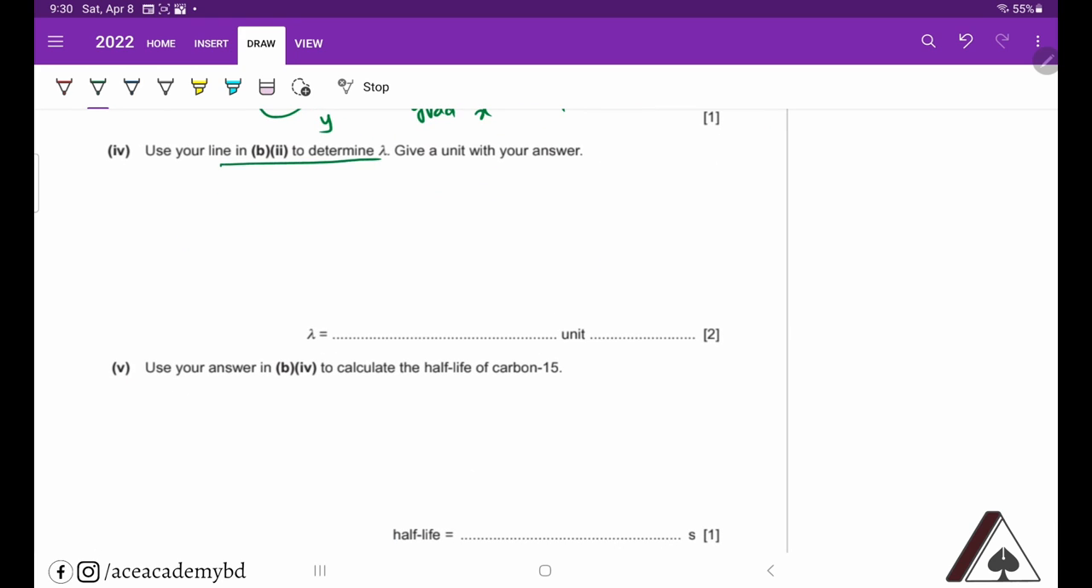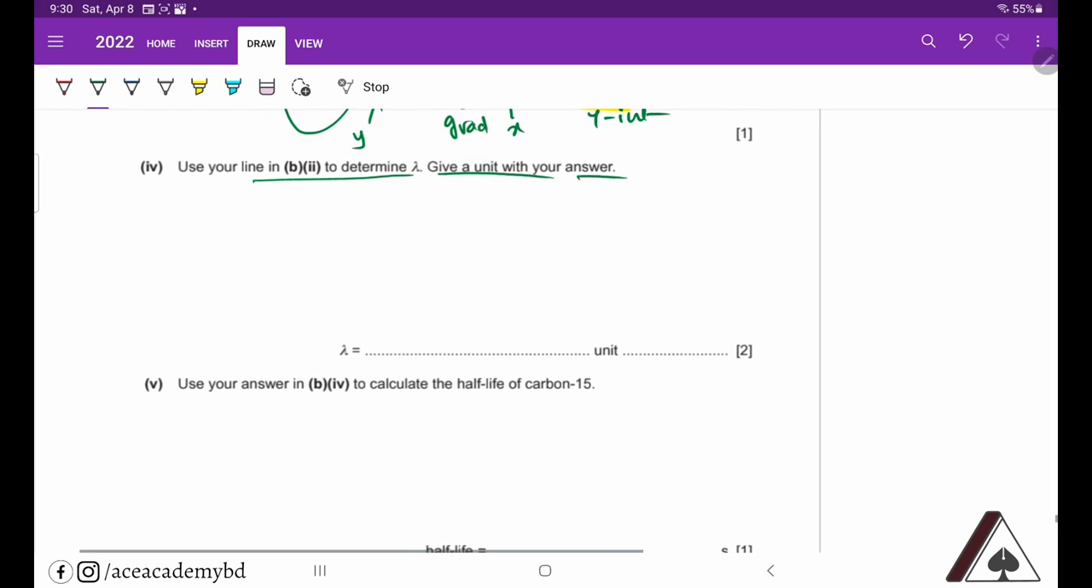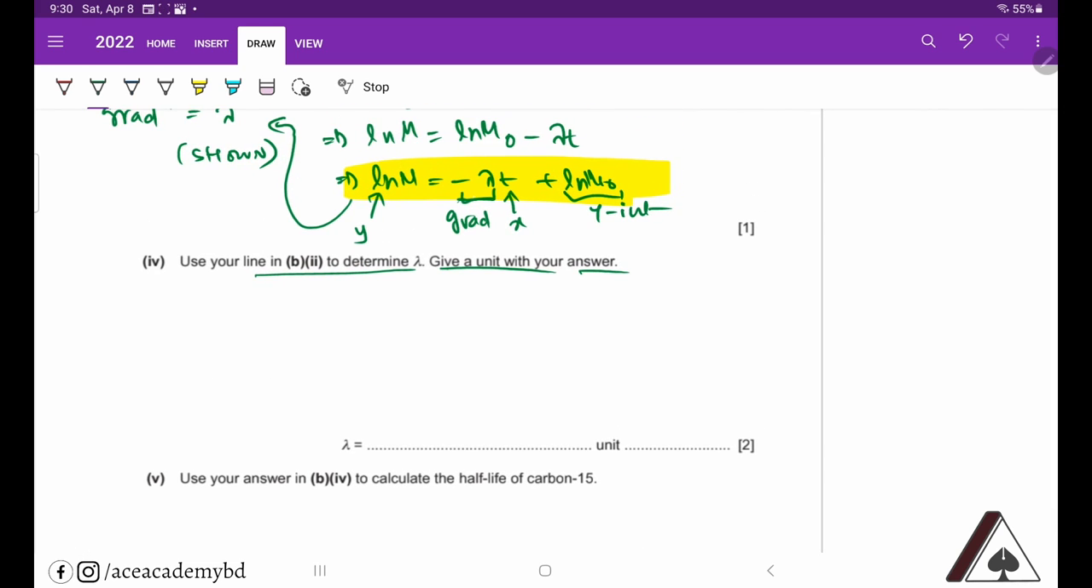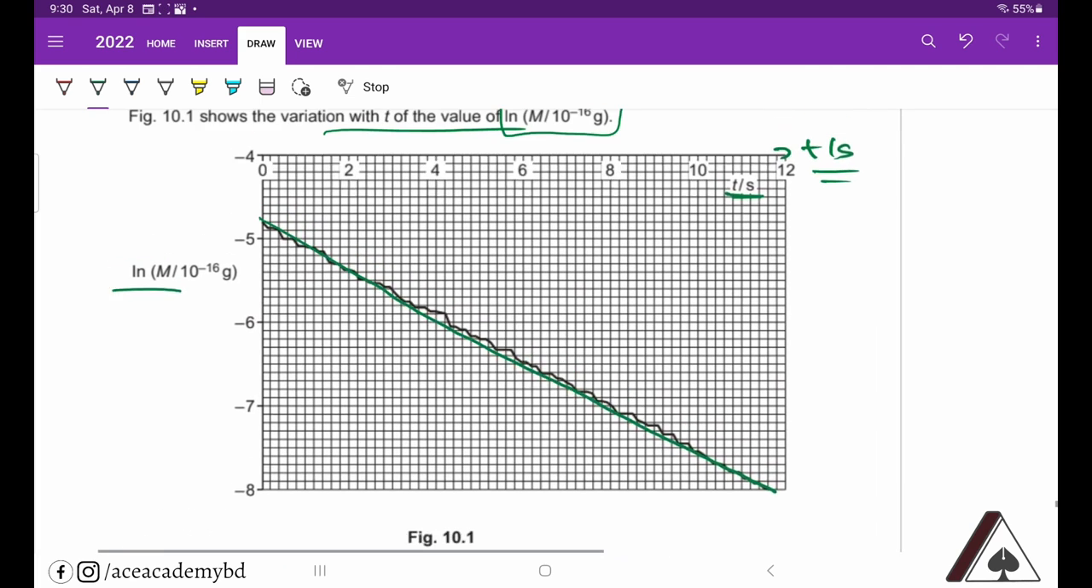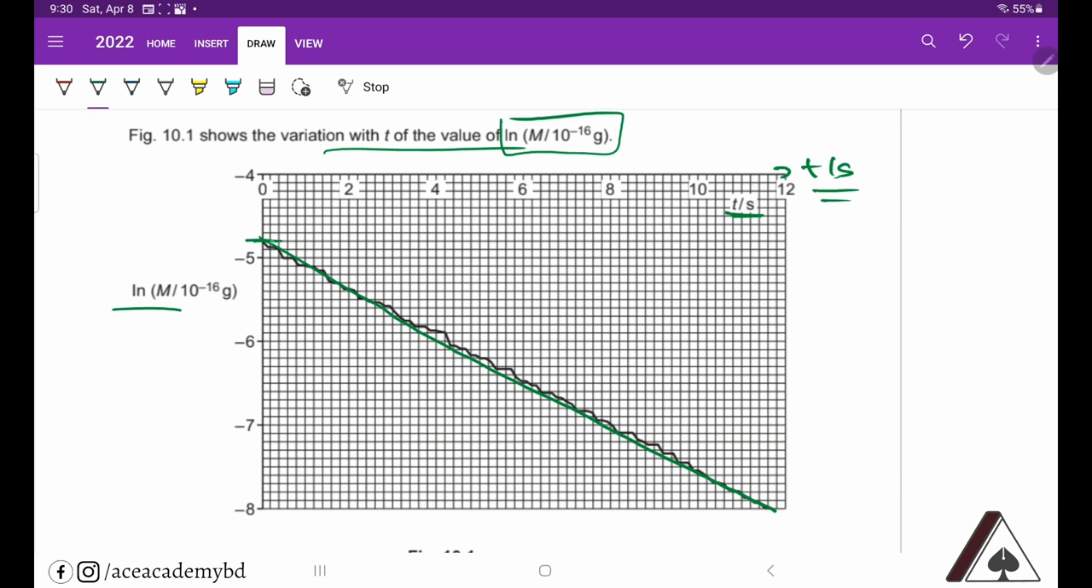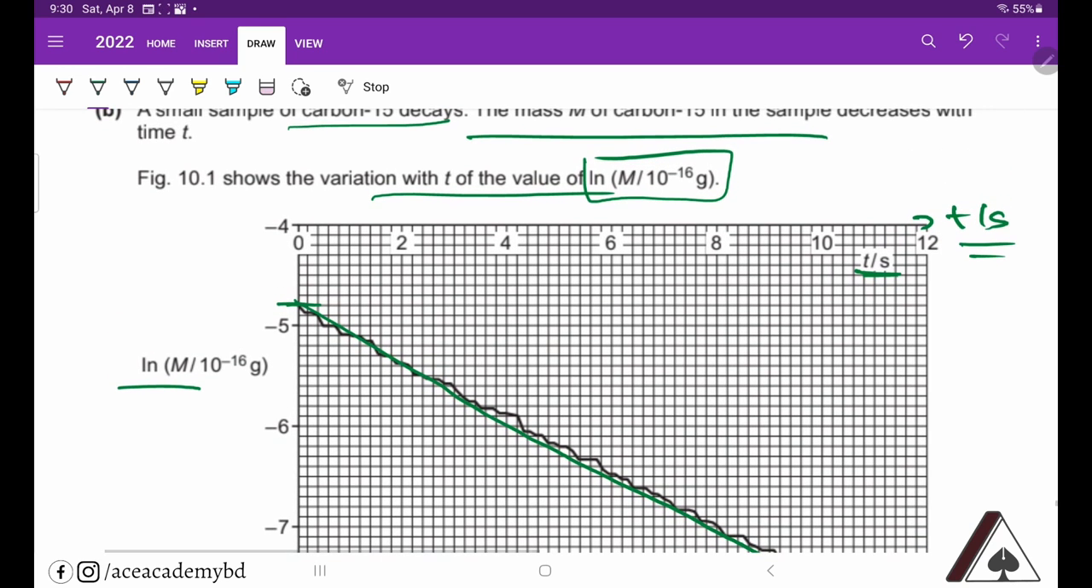Next part says use your line in part 2 to determine lambda, give a unit to your answer. So lambda, we know, we basically have to calculate the gradient of this graph. So we have drawn a line of best fit. I don't know how accurate this is, but let's just try to find it. So over here at this point, each of these is 0.5, because 5 divided by 10, yeah, these are 0.5 each.